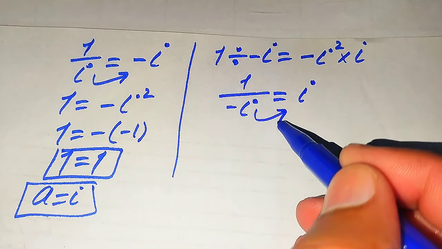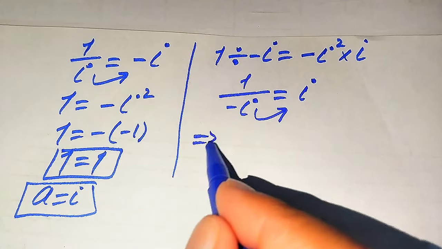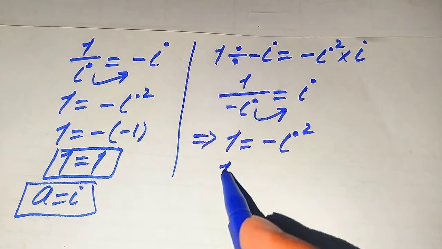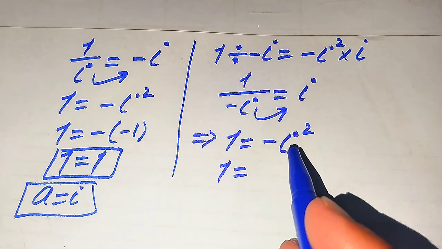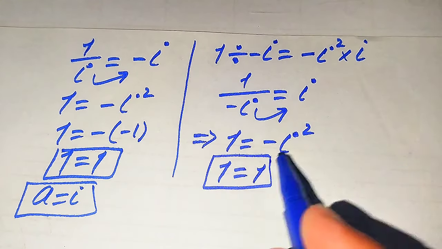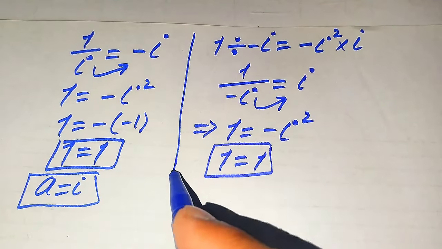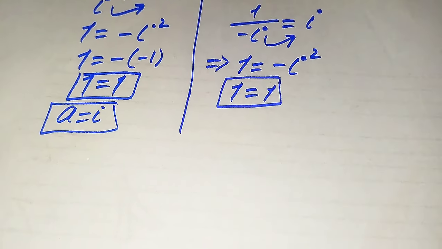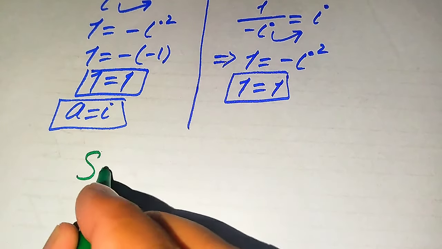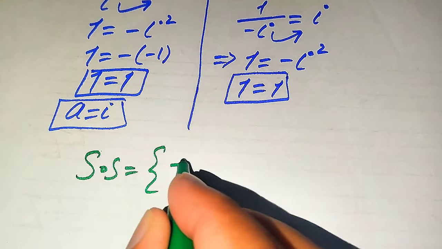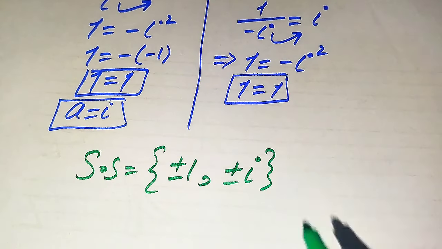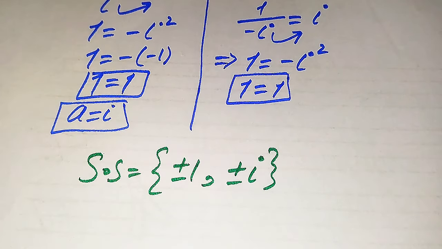So here we need to move this minus iota to the right hand side, and it becomes 1 equals minus iota square. So we get 1 equals, iota square becomes minus 1, and minus times minus becomes plus 1. So this also shows that the fourth value of a also satisfies our given question statement. So finally, the solution set of the given question is plus minus 1 and plus minus iota. These are the four roots of the given equation, and this is the final answer.